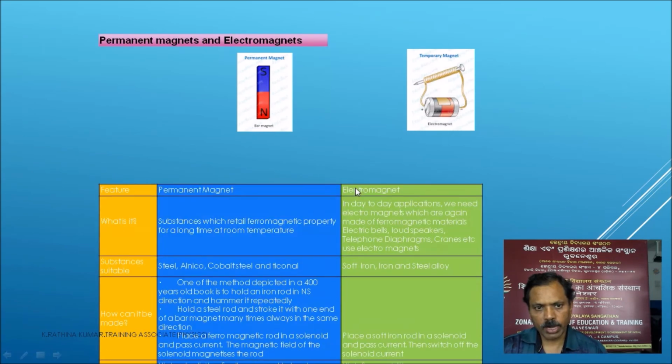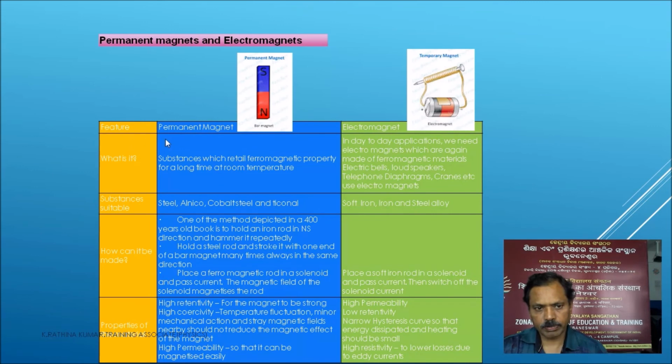Permanent magnets and electromagnets. Let us see the features of permanent magnets in comparison with electromagnets. Permanent magnets are substances which retain ferromagnetic property for a long time at room temperature. But in the case of the electromagnet, it is there only temporarily. In day-to-day applications, we need electromagnets, made of paramagnetic materials: electric bells, loudspeakers, telephone diaphragms, cranes, etc. Those are uses of electromagnets. For electromagnets, soft iron and steel alloy can be used.